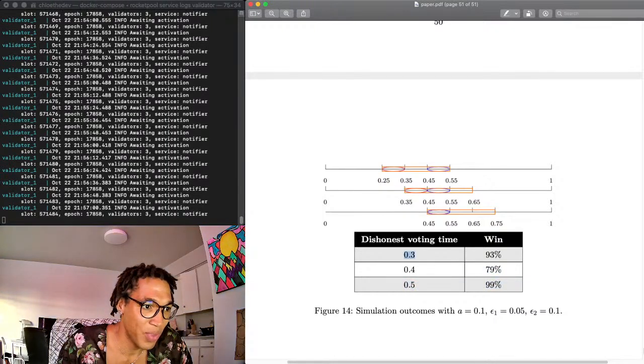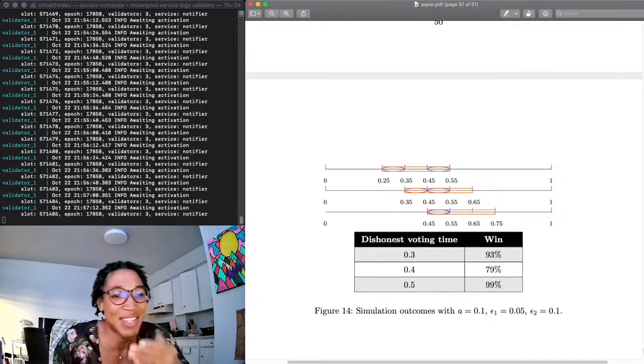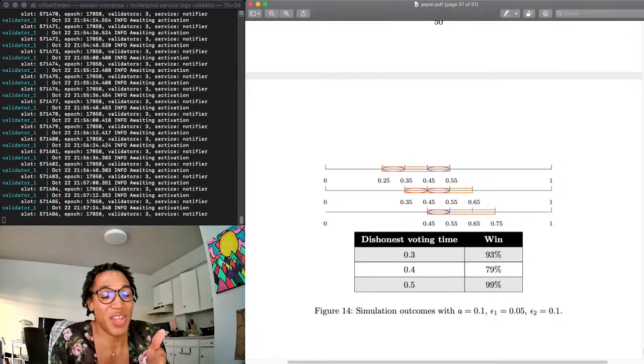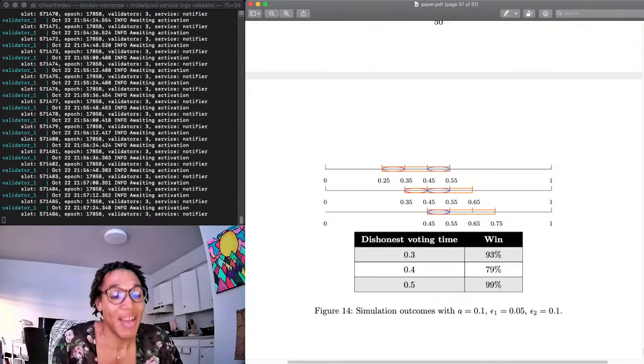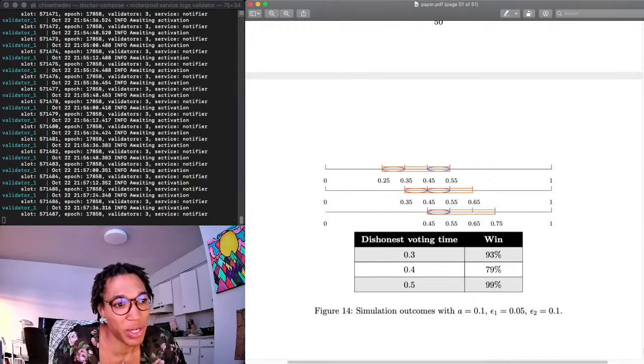Let's assume, right, that if they vote too early, no issues. If they vote at this perfect time, and you can see it's a perfect time because the red circle and the blue circle in this middle one are touching, which shows you that it's the very end of when the dishonest validators would stop voting, and just when the honest validators would start voting. And so there's going to be a lot of votes for the wrong option, and certain validators might get tricked.